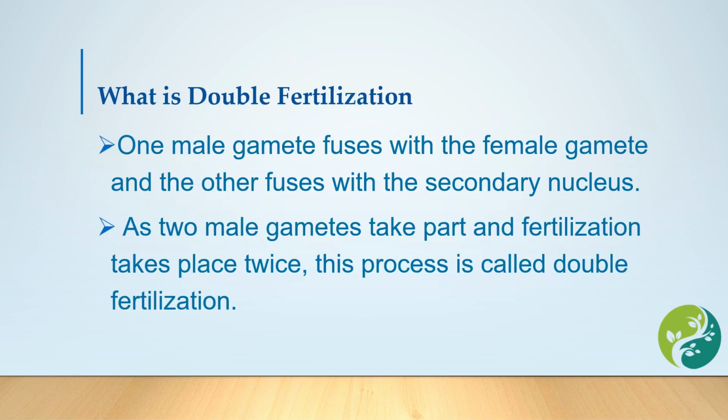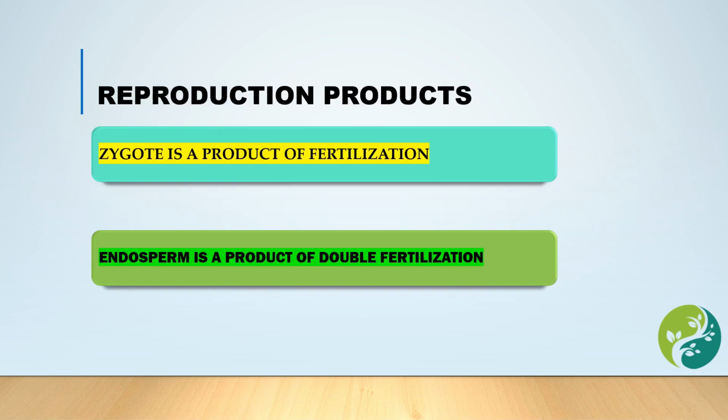What is double fertilization? When one male gamete fuses with the female gamete and the other fuses with the secondary nucleus, right? So there are two male gametes fusing simultaneously with different types of cells. As two male gametes take part and fertilization takes place twice, this process is called double fertilization. So these are the two reproduction products, which are the zygote and endosperm.